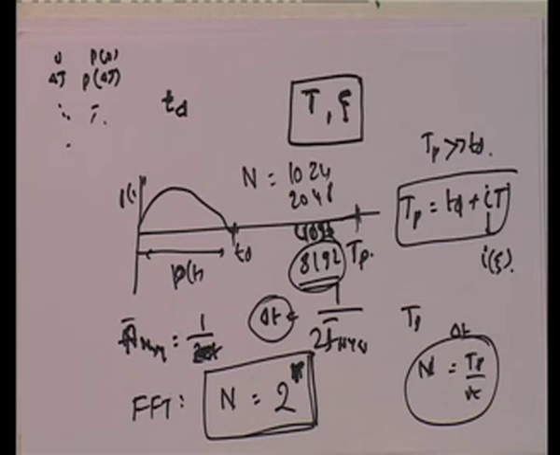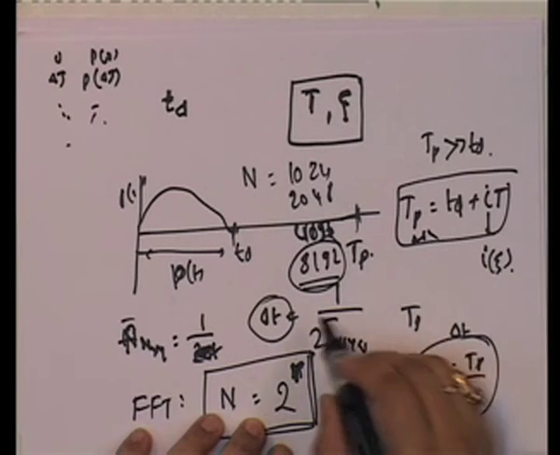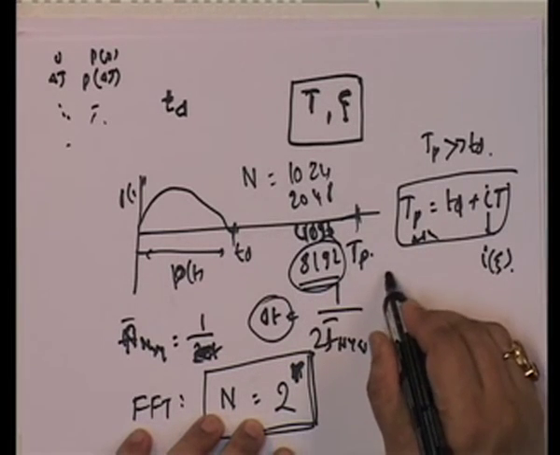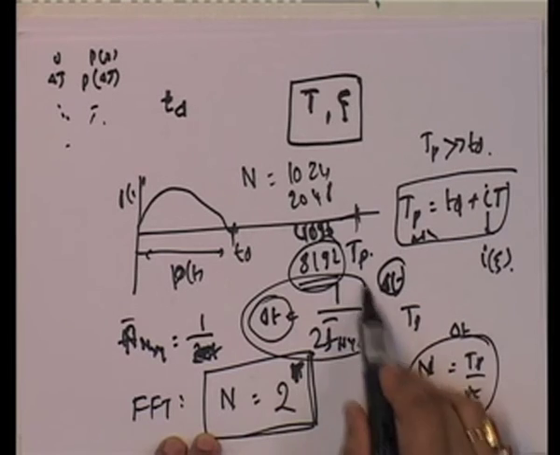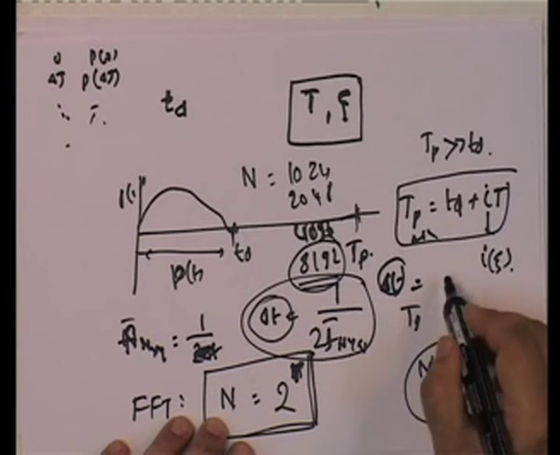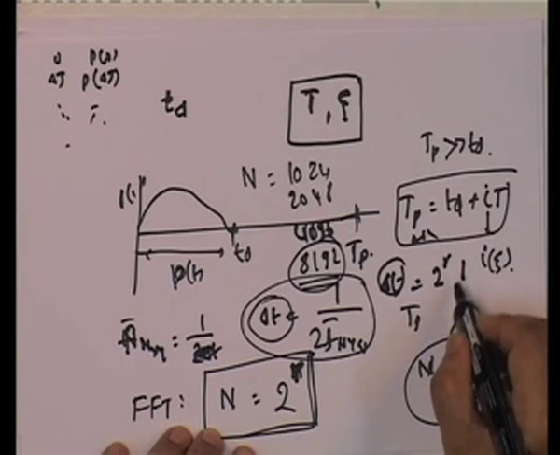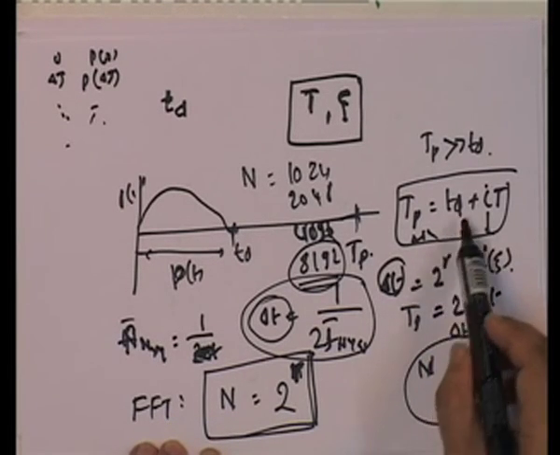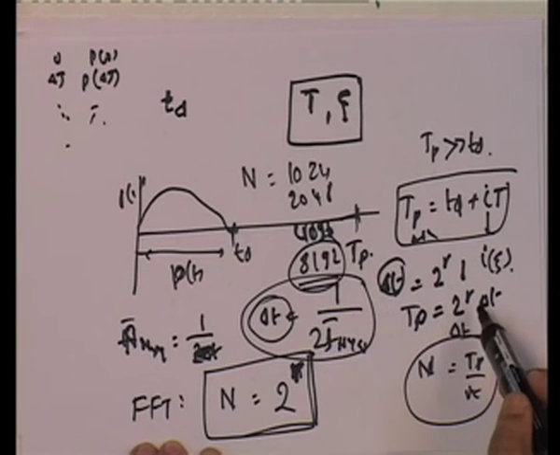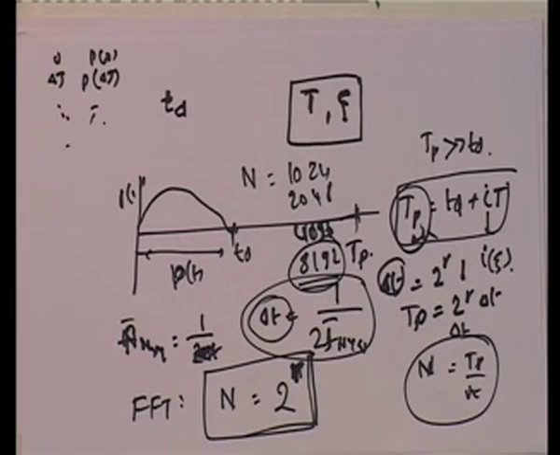So, that is all that is, and then this is the minimum Tp. What you do is, from this you get delta t. Once you know delta t, all you do is you take Tp equal to 2 to the power of r delta t, where this Tp that you define is more than this minimum value that you require. And that in essence is the discrete Fourier transform.